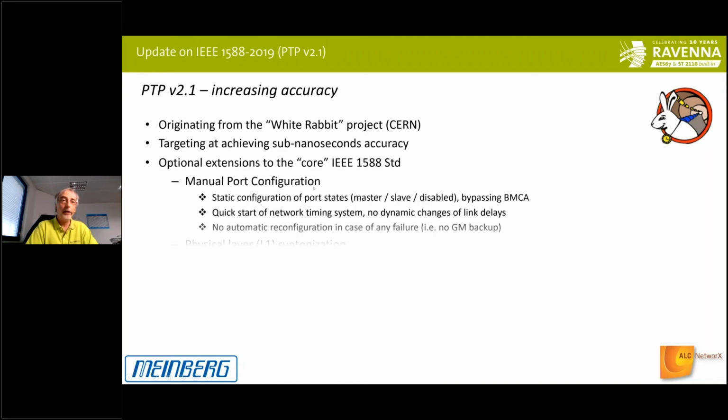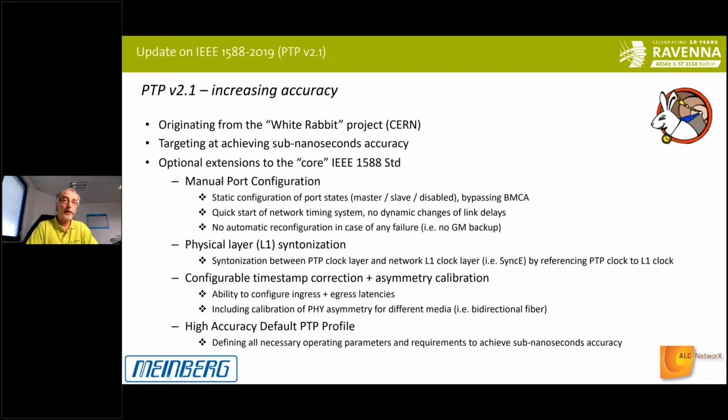And I'm not going through any of these particular details here, but this involves manual port configuration. It can go hand in hand with physical layer 1 synchronization in synchronized networks. It has means for configuring timestamp and asymmetry correction, calibration, and all this is covered by the so-called high accuracy default PTP profiles. If you're interested in that one, there's good material available on the White Rabbit extensions to PTP version 1 on the internet.